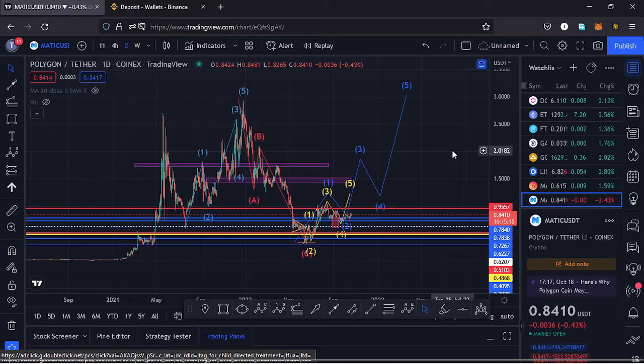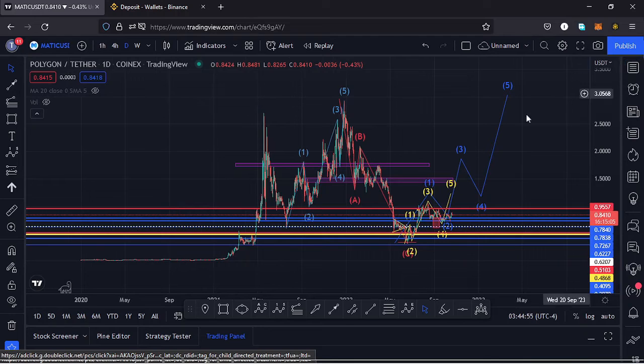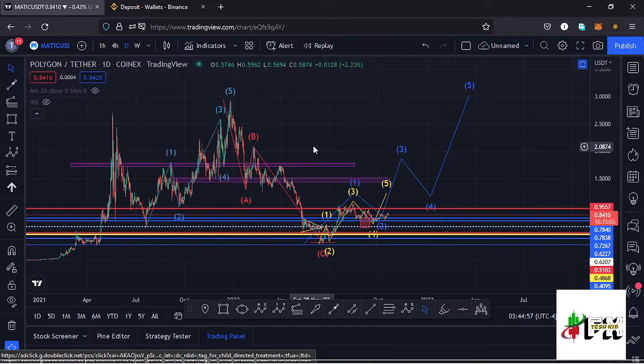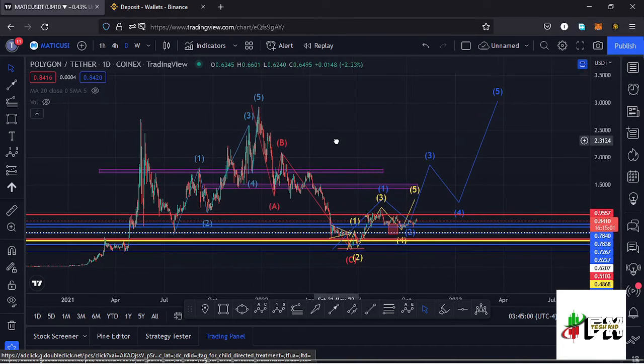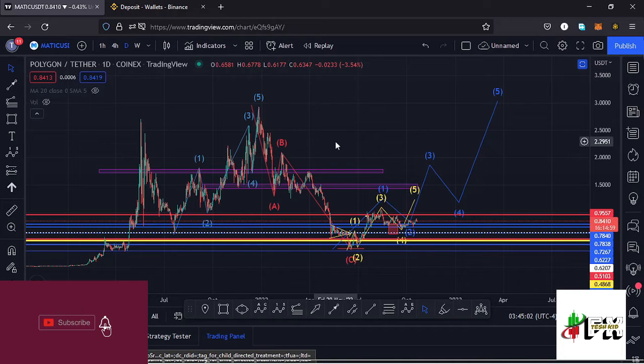I'll be giving you a price prediction update on Polygon Matic, whose current price stands at the $0.841 mark, and here on TradingView the market is down by 0.43%. And in this video I want to give you the key scenarios that I expect to play out, basing my analysis on the Elliott waves and the Fibonaccis, and also the key areas of support and resistance.